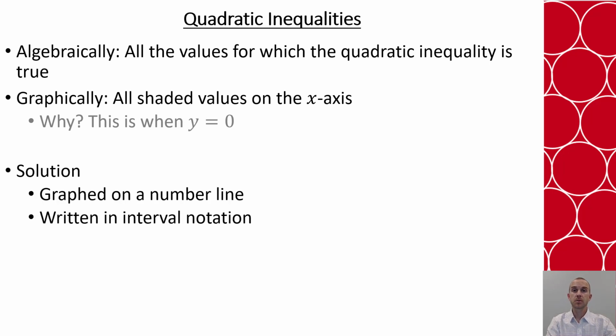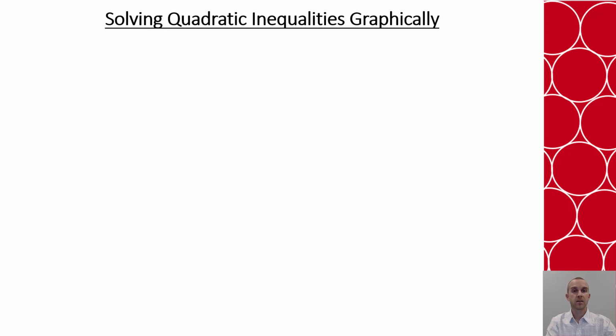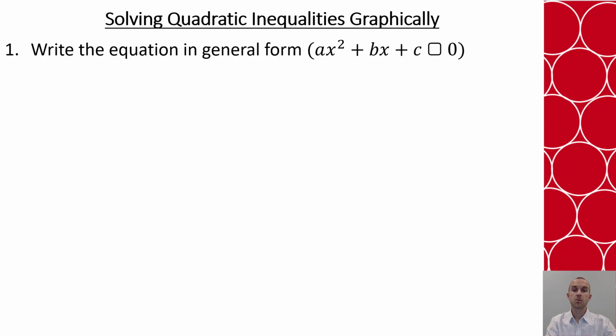Our solution will be created in two ways. First, we will put it on a single number line, and then we will turn that into its interval notation. Let's start with the graphic method for solving the quadratic inequality. When we do this, the first thing we're going to do is write the equation in general form. And I've left this blank here because the inequality will change with the given problem.